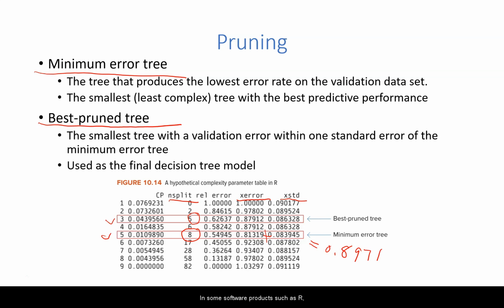In some software products such as R, instead of using a separate validation dataset to prune the data, we can also use the k-fold cross-validation technique to optimize the complexity of a classification tree. I'll show you how to do this in software demonstration later.